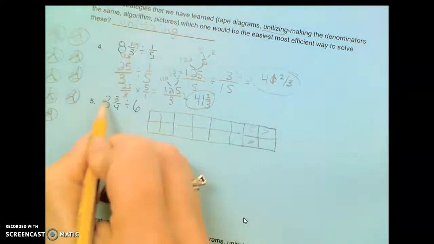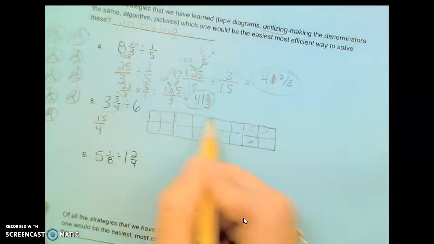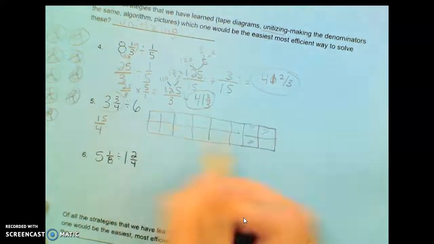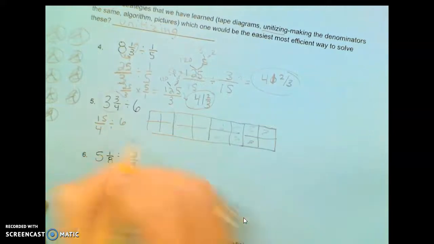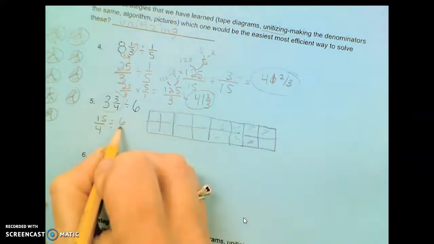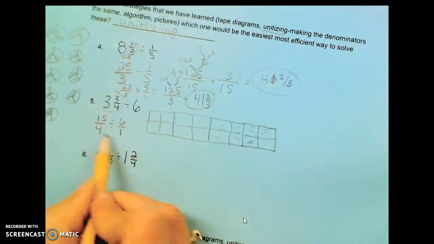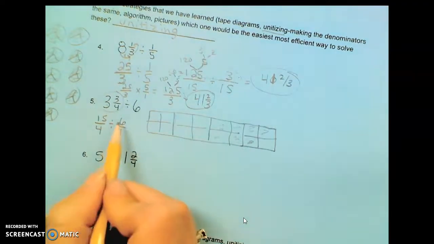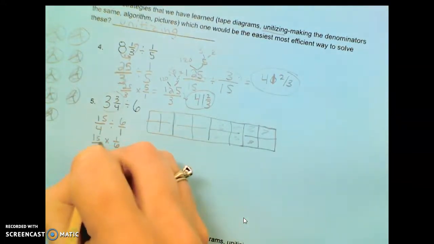15/4 because again, that's that visual of 3 and 3/4. 3 wholes right here. So how many fourths do I have? I have 15 of them. Divided into 6 pieces, but that doesn't go easily. So I think I'm just going to go with the algorithm here. Need to divide a fraction by a fraction? Please don't cry. Just flip the second fraction and multiply.